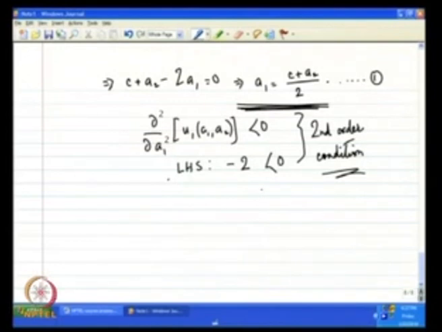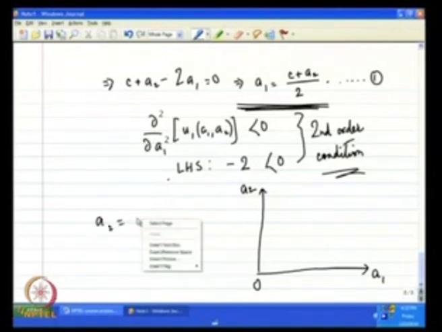And if I want to draw this in a diagram, how does it look? This can be simplified as A2 is equal to minus C plus 2A1, which means it has a slope of 2 and an intercept of minus C. In particular, if A1 is 0, A2 is minus C. If A2 is 0, A1 is C divided by 2. Suppose this is C and this is C divided by 2.